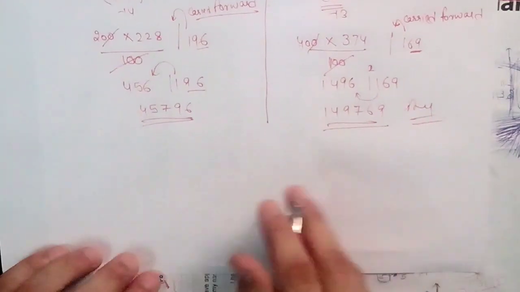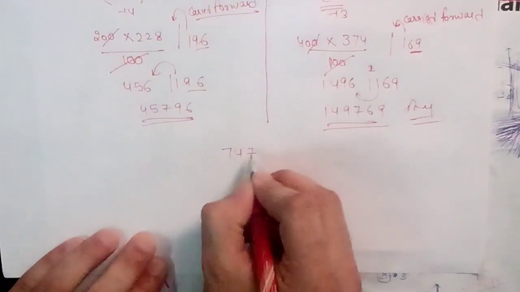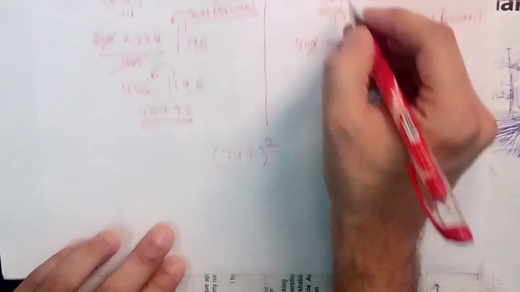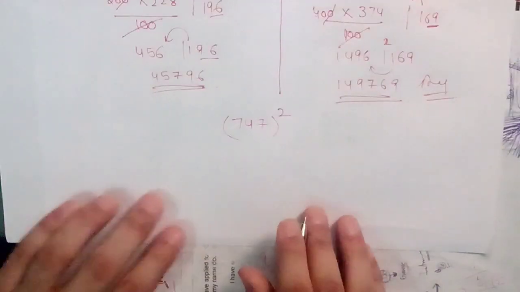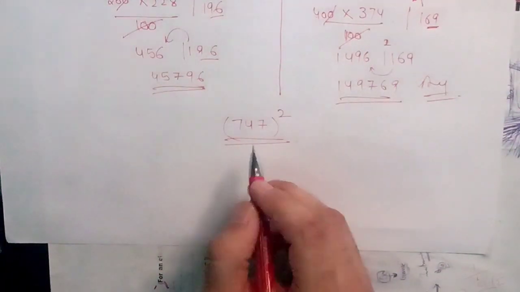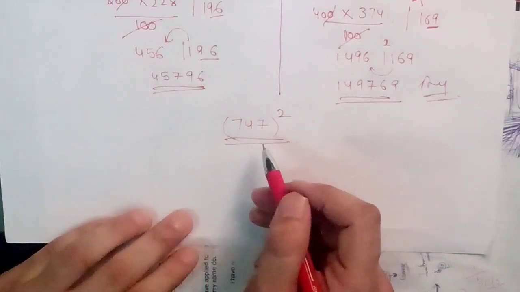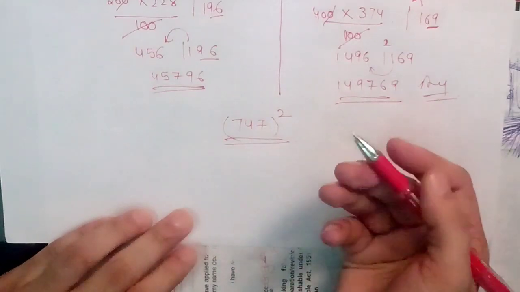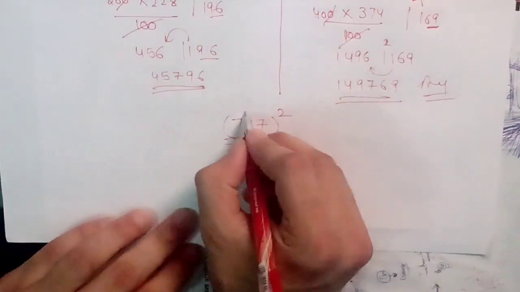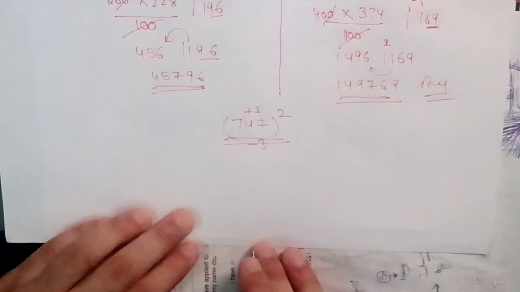Now you have another example, 747. This is going to be the last example of this lecture. You have to calculate the square of this number. 747 square. Now you'll say this is neither close to 700 nor close to 800. So we will add 3 and subtract 3, which will make the number 750.